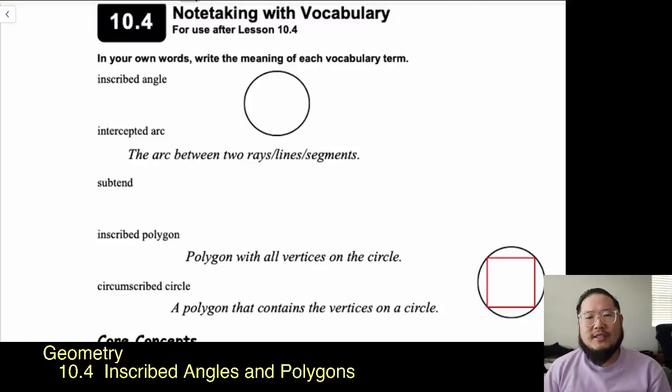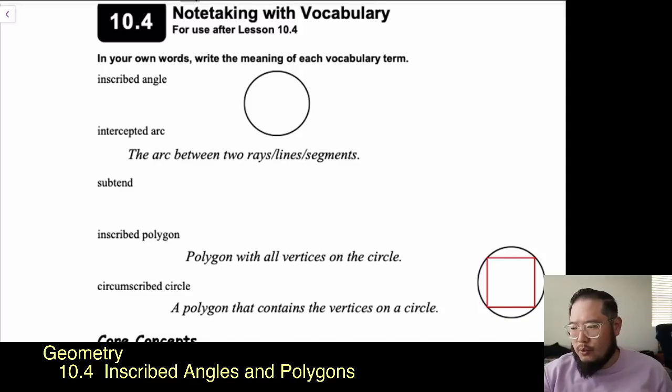Take a look at section 10.4, Inscribed Angles and Polygons. Let's go ahead and get started with some of our vocabulary right here. First things first, we talk about an inscribed angle. And when we think about inscribed, I want you to think of an angle that is inside. And more specifically in this section, it's an angle that's inside of a circle.